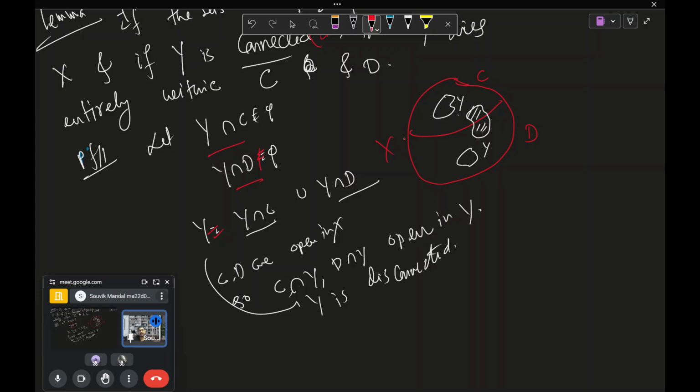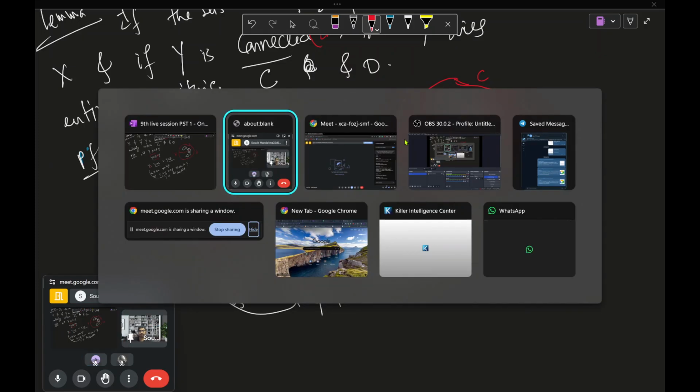So that's why either Y intersection C is empty or Y intersection D is empty. So this is the argument. Now, do you understand the argument? Yes, sir. Yeah, fine.